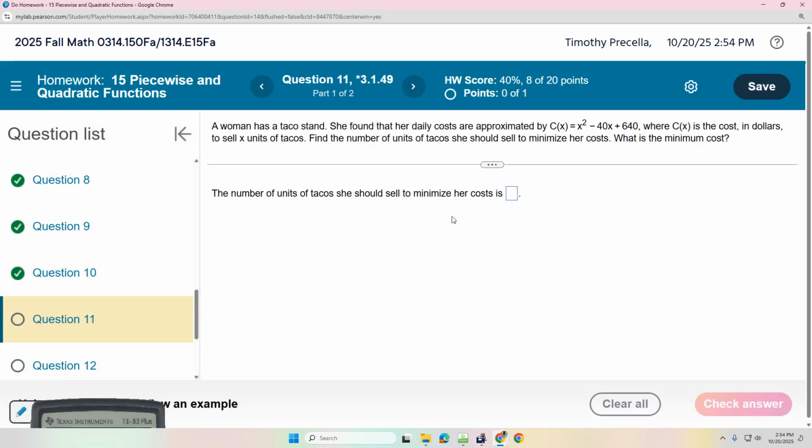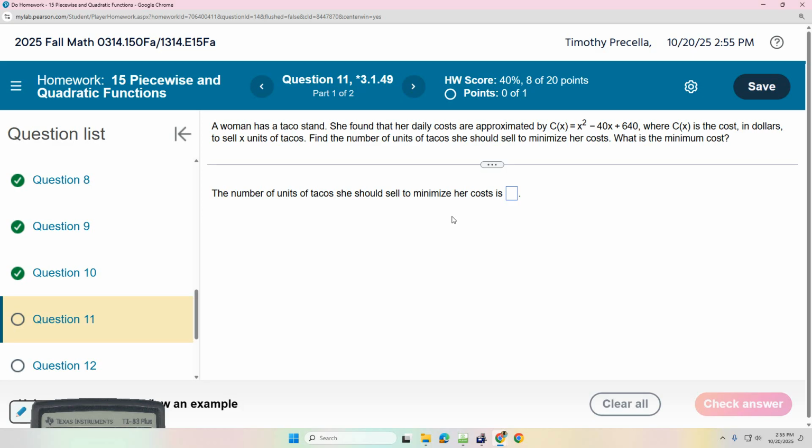Okay, number 11. A woman has a taco stand. She's found that her daily costs are approximated by C of x equals x squared minus 40x plus 640, where C of x is the cost in dollars to sell x units of tacos. This is called a cost function in a business environment. Find the number of units of tacos she should sell to minimize her cost. And what is the minimum cost?